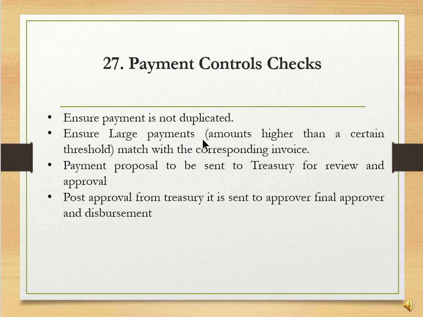Ensure large payments, amounts higher than a certain threshold limit, match with the corresponding invoice. For example, some companies do audit for greater than 10,000 local currency. That audit needs to be done before payment, and then the payment proposal should be sent to treasury for review and approval. After treasury's review and approval, it has to be sent to the final approver for approval and disbursement.